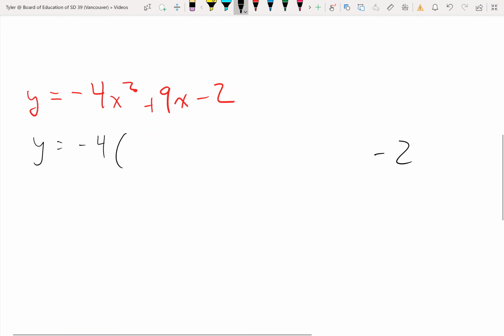Again, that minus 2, I'm going to write it here, just don't even forget, okay? It goes at the end. I'm not going to do anything. So now let's factor out the negative 4.